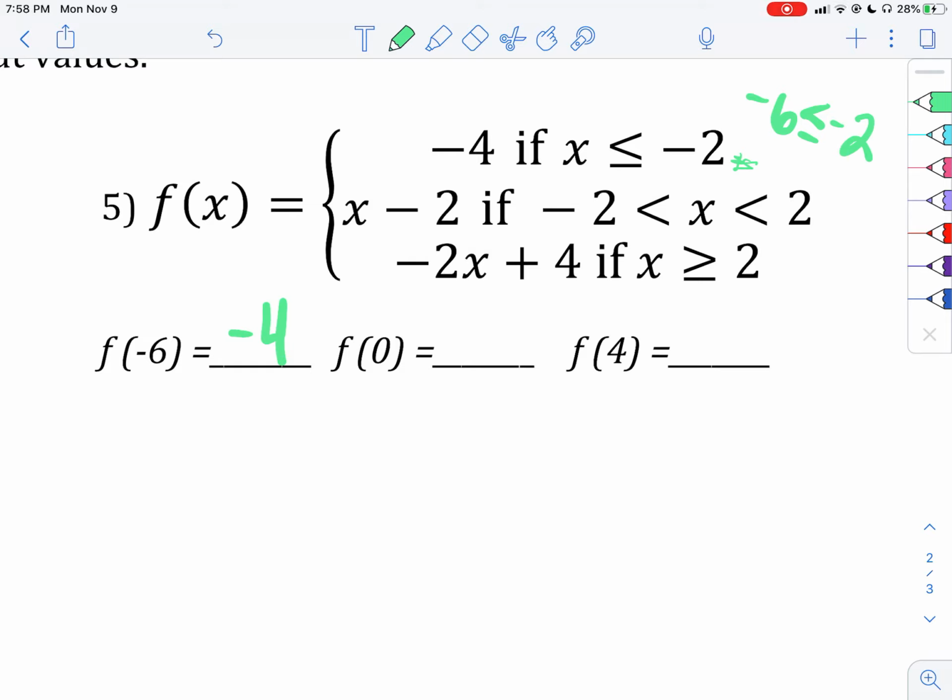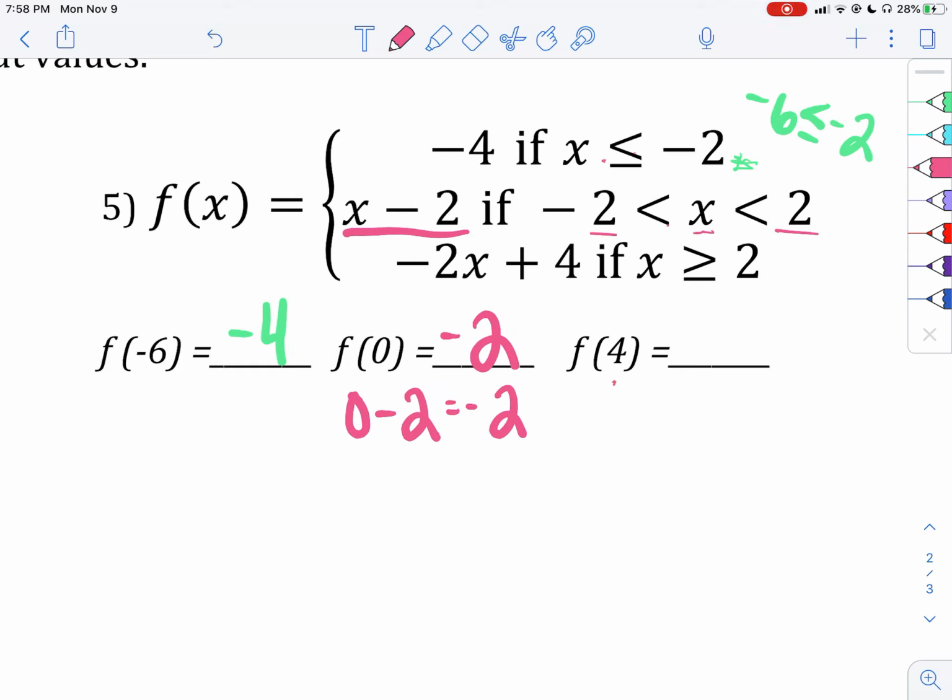Okay, looking at f of 0. Is 0 less than or equal to -2? No. Is 0 greater than -2, and at the same time, is it less than 2? Yes, it is. Okay, so 0 is in between -2 and 2. All right, so this says x minus 2. So we said x is 0 here, minus 2 is -2.